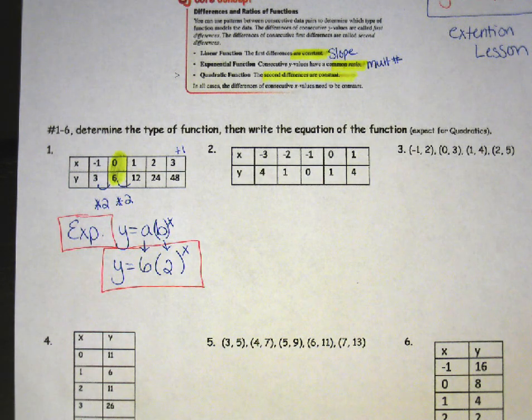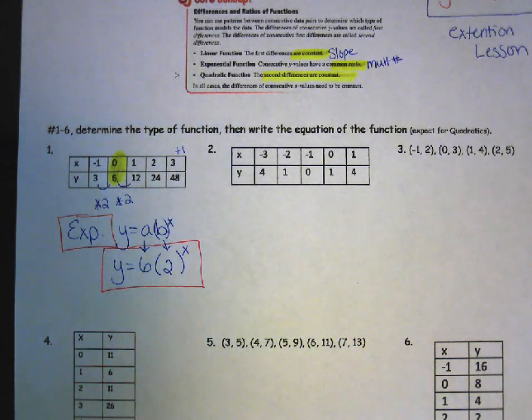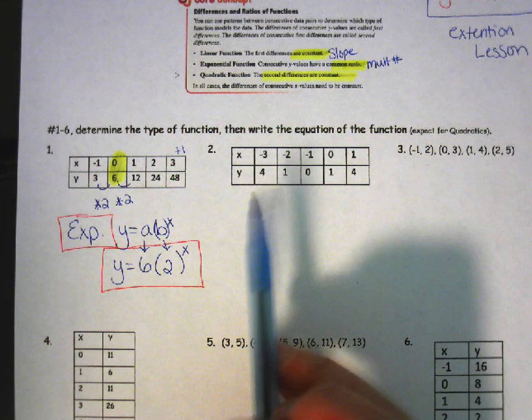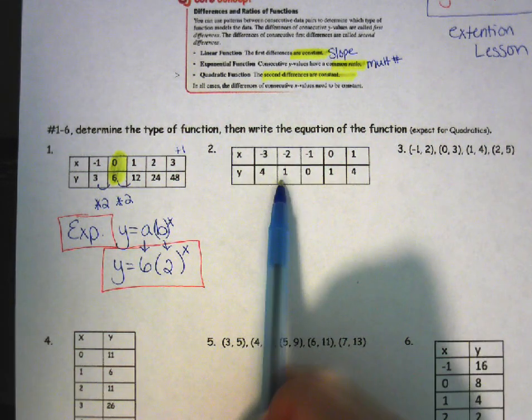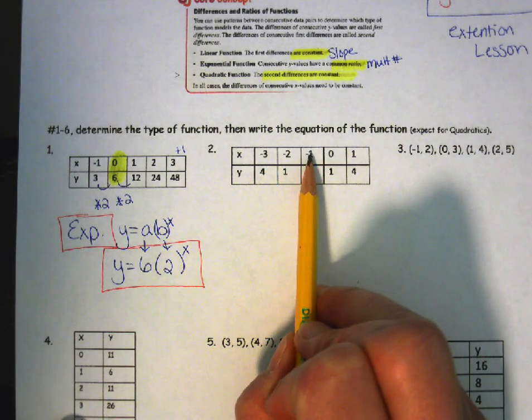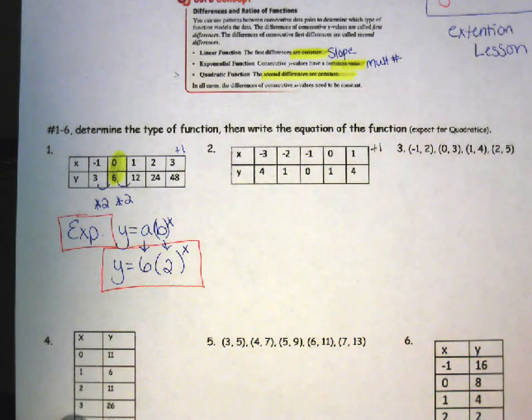So first thing you want to do is identify what it is, and then if it's linear or exponential, you want to write the equation. So let's try number 2. Notice down by 3, actually no, let me do the x's first. Up by 1, up by 1, up by 1. So this is looking good. This is going up by 1.